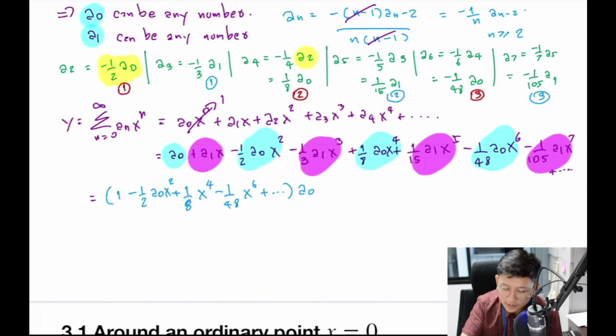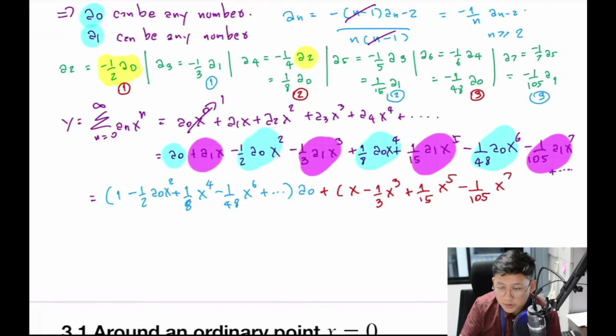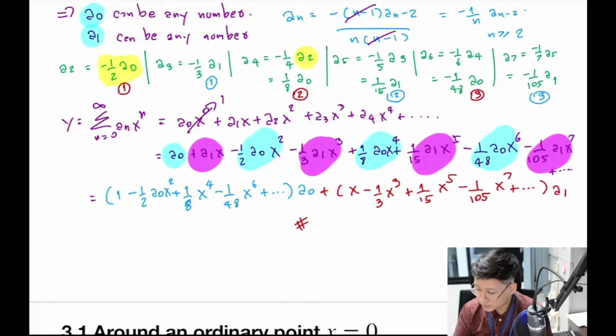Okay, and then I have the x1 terms, right? That will be plus x minus 1/3 x cubed plus 1 over 15 x to the 5, and then minus 1 over 105 x to the 7 plus and so on, times a1. Okay, and that is the solution. Is that good?